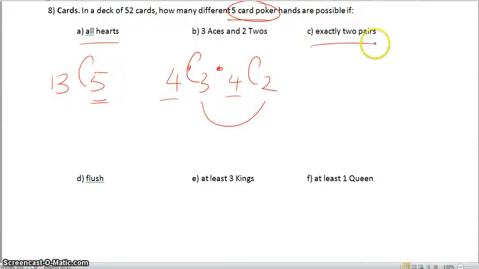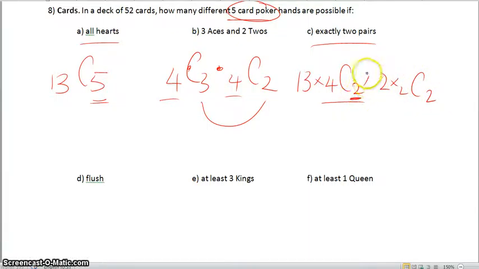Okay, exactly 2 pairs. It doesn't say any pair. So any pair is 4C2. There's 1 pair. Well, it could be any pair. So times it by 13. A second pair is another pair, 4C2. But it can be any of the pair that is not the first pair. Otherwise, you have 4 of a kind. So there are another 12 choices.